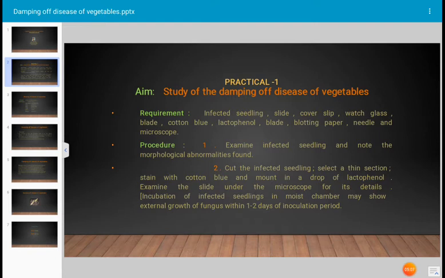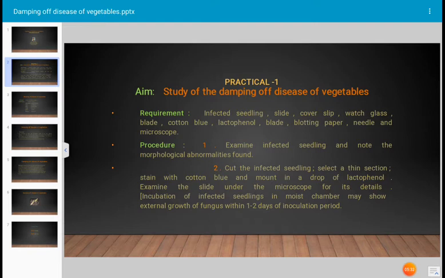Take a drop of glycerin. This mycelium is hyaline, therefore we have to use cotton blue. Because the mycelial threads are hyaline, in cotton blue they can be seen very clearly. Use the cotton blue, observe under the microscope, and write down all the details. This is one more method.